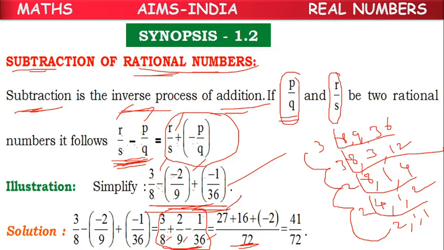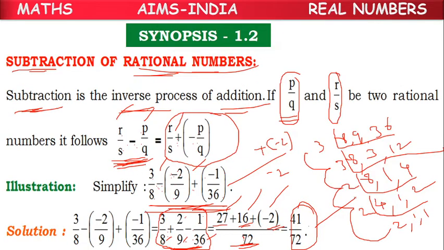So now 8 9 times 72, 9 3 times 27. 9 8 times 72, 8 2 times 16. 36 2 times 72, 2 1 is 2. But here minus 2, we can write it as plus of minus 2. Or directly we can do 27 plus 16, 43. 43 minus 2, 41. So 41 by 72 is the answer.